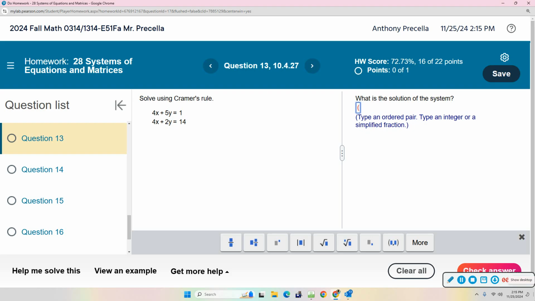What was the x value? 17/3. I'm not going to put the comma down there. If you put that comma in the bottom of the fraction, it might count it wrong. The comma should go between, so comma, and what is that? Negative 13/3. Don't do that. It'll count it wrong for sure. Right arrow to get out of that fraction. Close the parentheses.